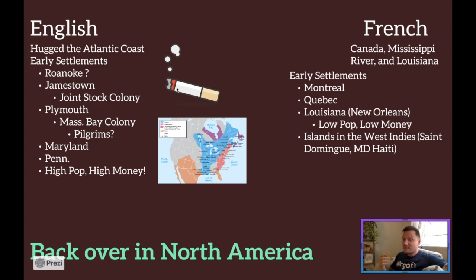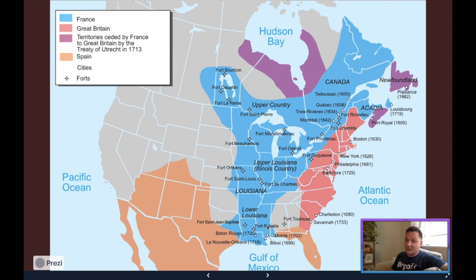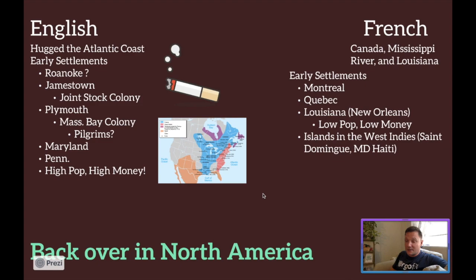Whereas on the flip side, French colonies, their early settlements are going to be in Montreal, Quebec, and then also in Louisiana, using the Mississippi River as a thoroughfare, or basically a highway, all the way down to the Gulf of Mexico, okay? Louisiana, of course, its original colony being that of New Orleans, founded in 1712. All of these different areas, though, are going to be very low population and not make tons of money.